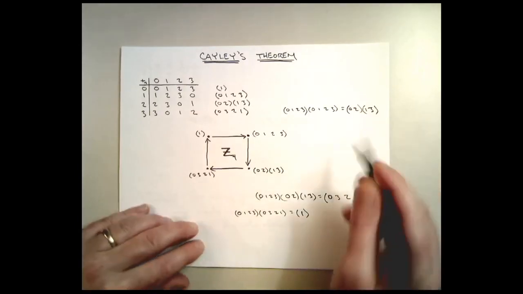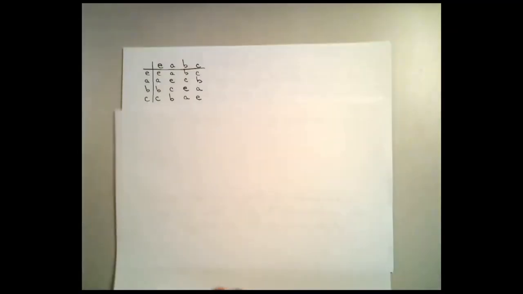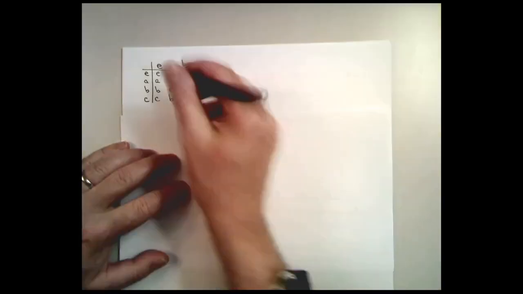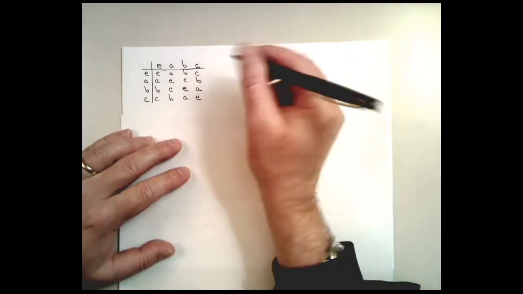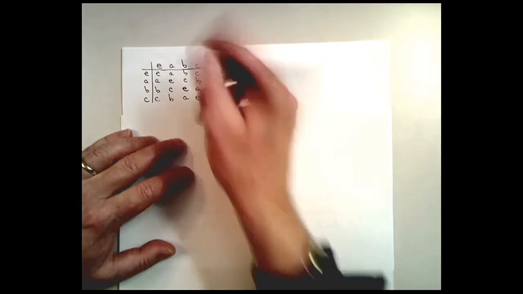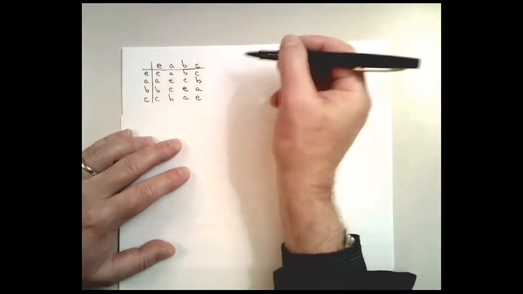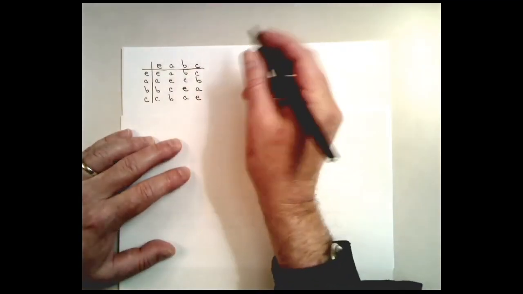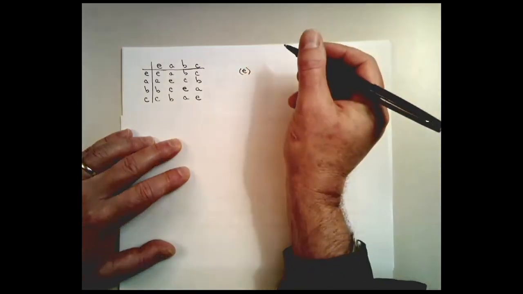Magical. Let's try it again. Let's try it with our other 4-element group, the one for which every element is its own inverse. Let's see, what do we have here? So this is, again, the first row can be viewed as representing the identity permutation. So I think I'm going to call that, let's write E this time for that.